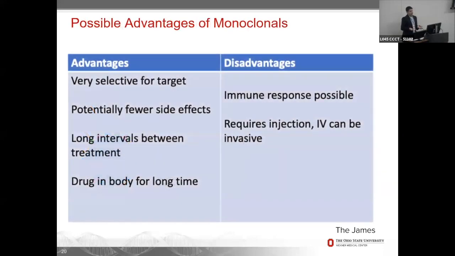So potentially the advantages of monoclonal antibodies are that they're really selective, and ideally they will have fewer side effects, and they stay in the body for a longer period of time. And that would be an important factor in terms of the dosing of those drugs. Potentially, the disadvantages are that they can trigger an immune response and usually require an IV injection, which means that usually an oral version is not available.